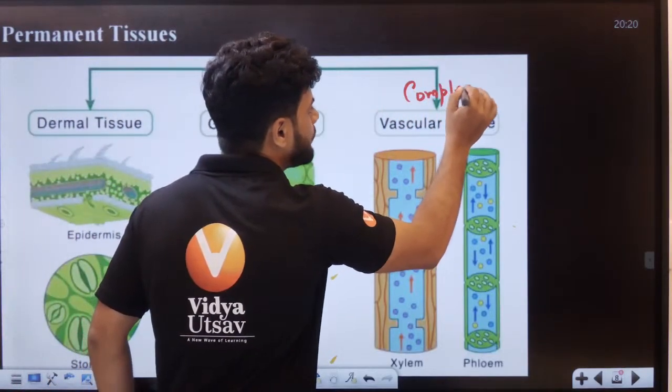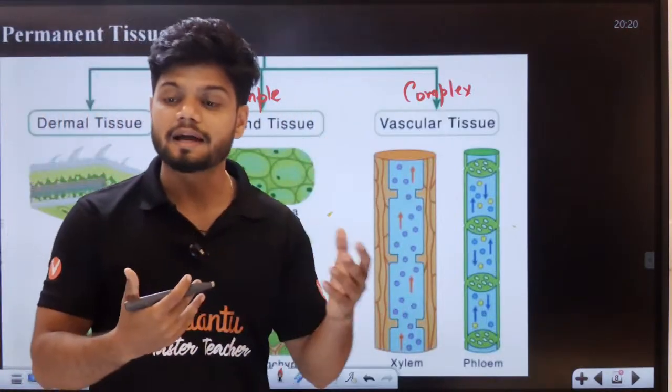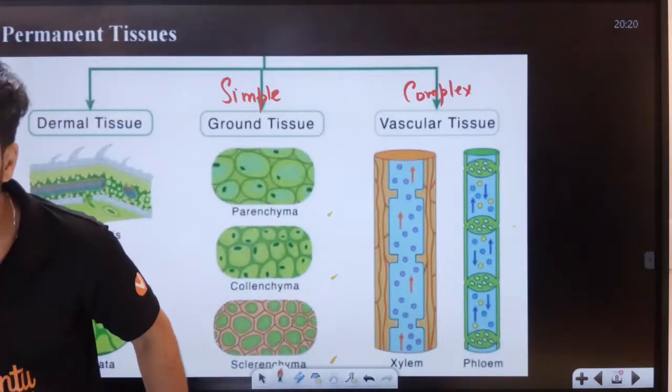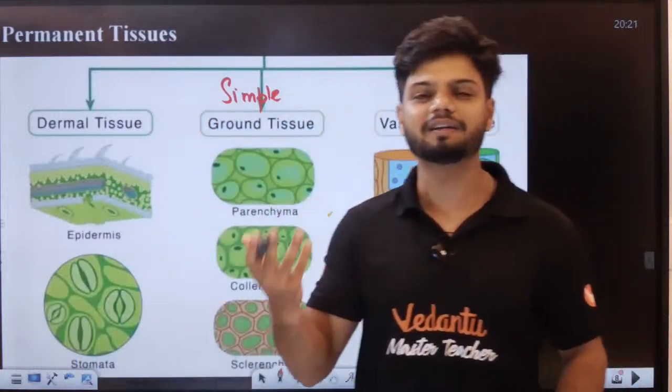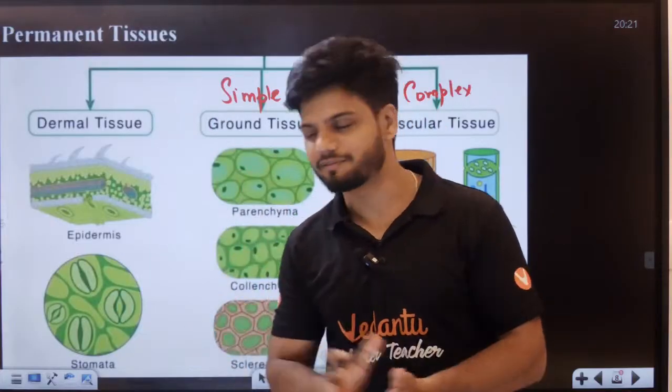Then there is something called complex permanent tissue. We have xylem and phloem. There are multiple types of xylem, multiple types of phloem. Plants don't have to give the NEET examination, students. Plants have an advantage: nothing but photosynthesis all day, standing in front of the sunlight the whole day. That's all they have.